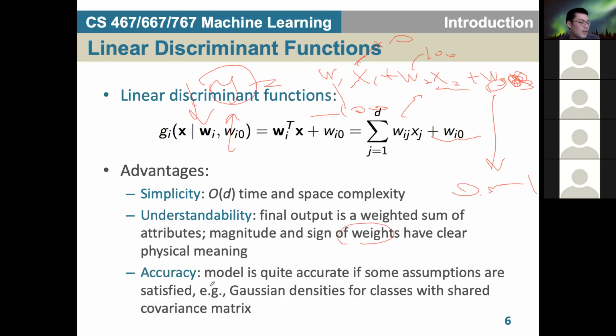And finally, there's accuracy. The model is very accurate if some assumptions are satisfied. One assumption is that the Gaussian densities for the classes have a shared covariance matrix. If you remember last lecture, if your covariance matrix is shared, the quadratic term is gone, so it becomes a hyperplane. Otherwise, it will be a curve; you still have the quadratic term for the separable surface. Any questions?